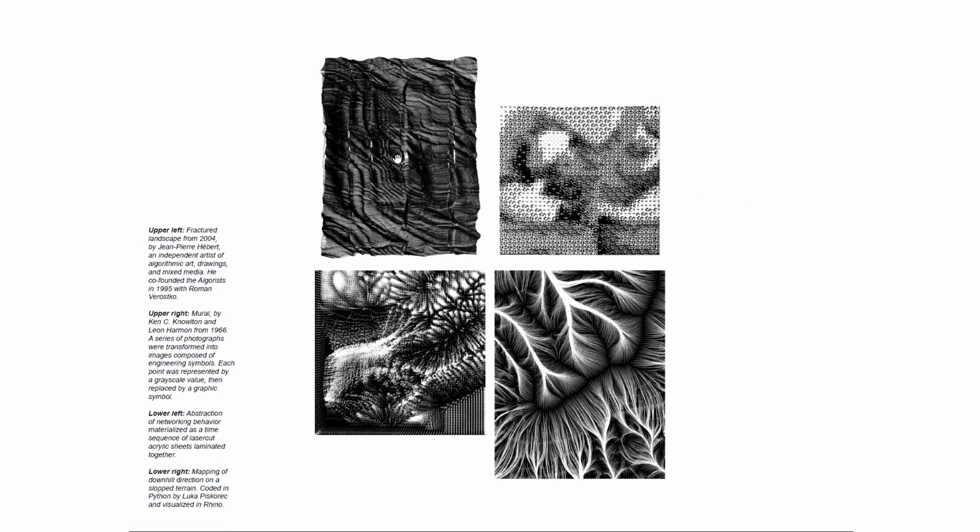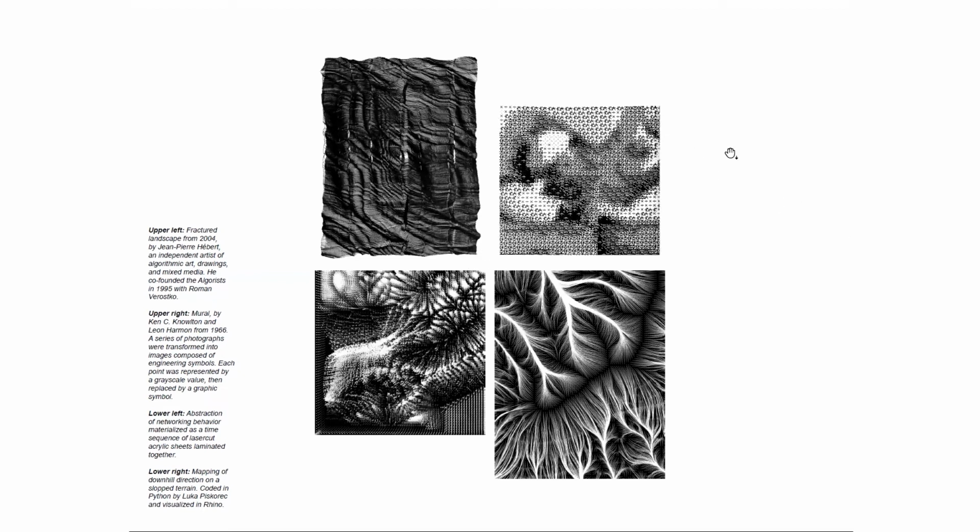On the top left, you can see a piece called Fractured Landscape. It's from an artist called Jean-Pierre Hebert, and he's one of these early algorithmic artists. He founded a group called Algorists, which worked with code to produce art pieces. This is drawn on paper with a pen plotter, and it shows these wavy lines. So it's sort of a simulation of a fabric or maybe a terrain, I'm not sure.